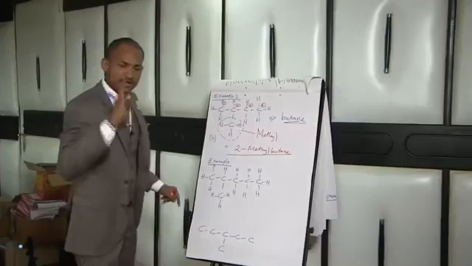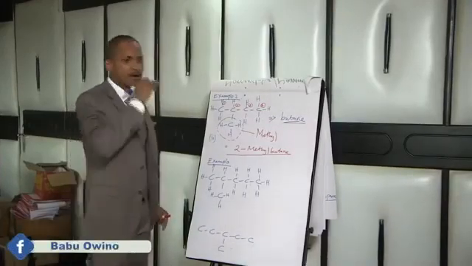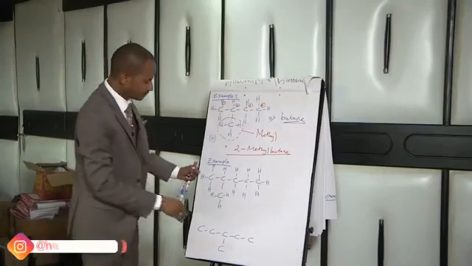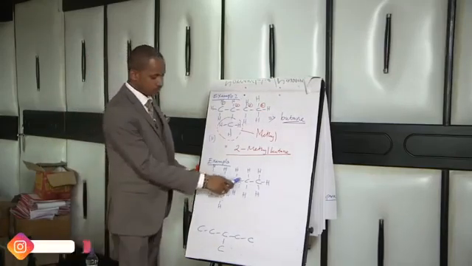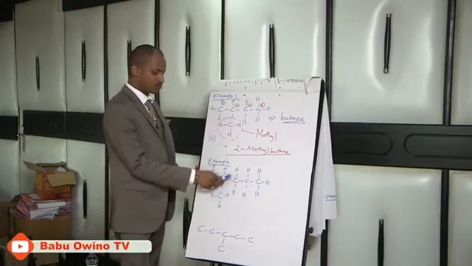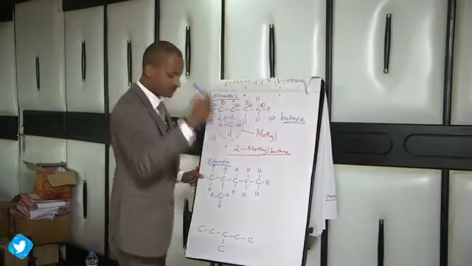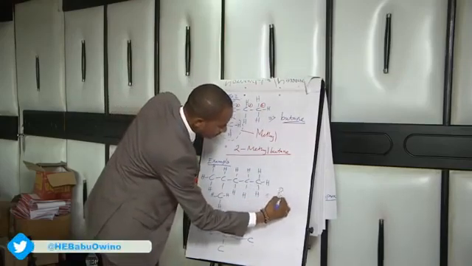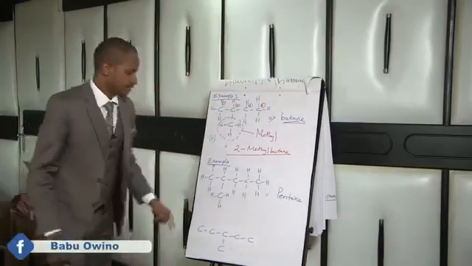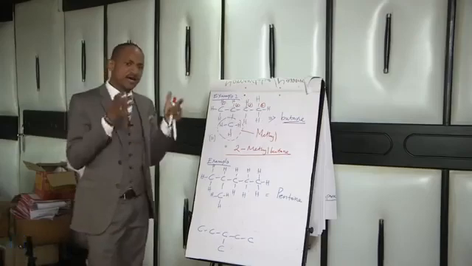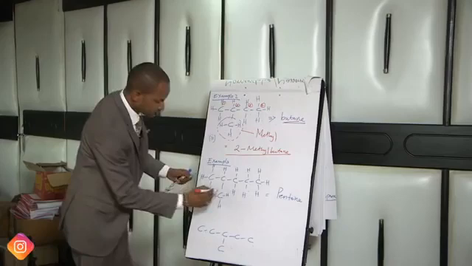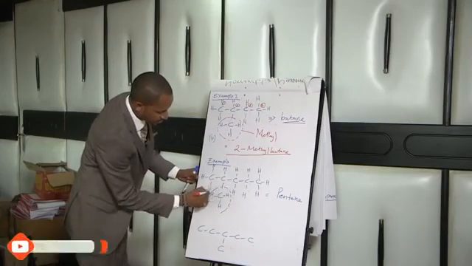First step, identify the longest continuous carbon chain. In our case, 1, 2, 3, 4, 5, or 1, 2, 3, or 1, 2, 3, 4, 5. So it is 5 carbon atoms that gives it pentane. When it is pentane, we are done with it. Then anything else outside the longest continuous carbon chain is called a branch. So you mark the branch.